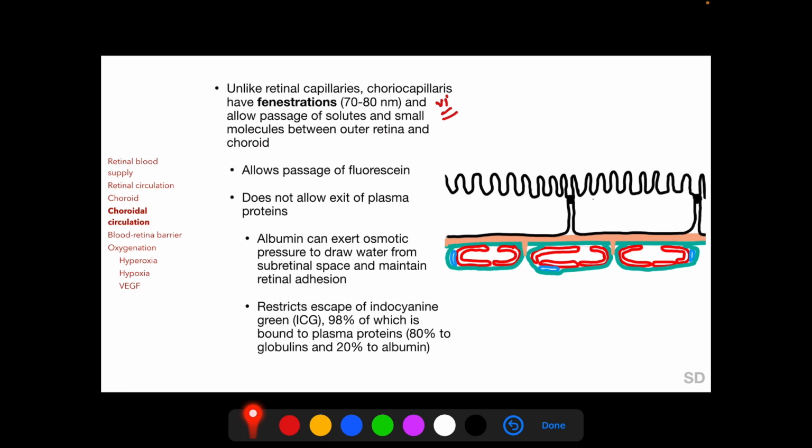What is clinically important is that these fenestrations allow passage of fluorescein but do not allow exit of plasma proteins. Since it does not allow exit of plasma proteins, albumin can exert osmotic pressure to draw water from the subretinal space and thus maintain retinal adhesion. And since fenestrations do not allow exit of plasma proteins, fenestrations also restrict escape of indocyanine green, as 98% of indocyanine green is bound to plasma proteins. We'll be discussing fluorescein angiography and indocyanine green angiography in subsequent sessions.